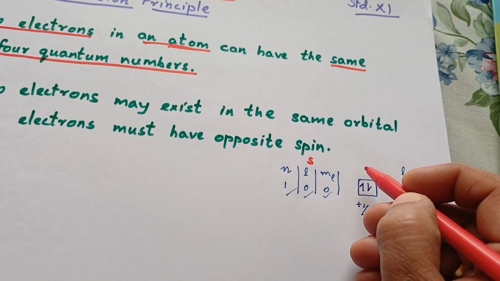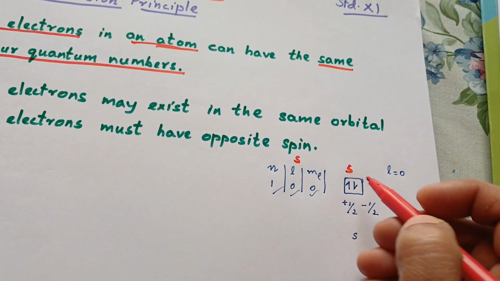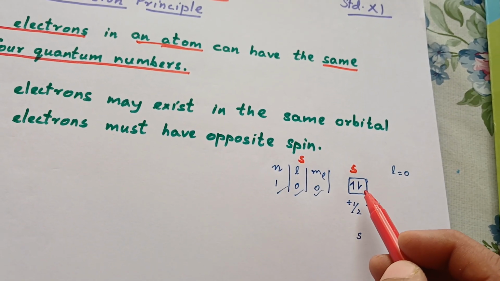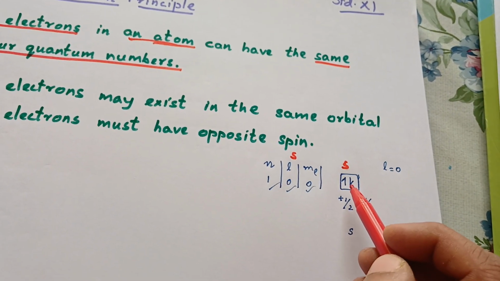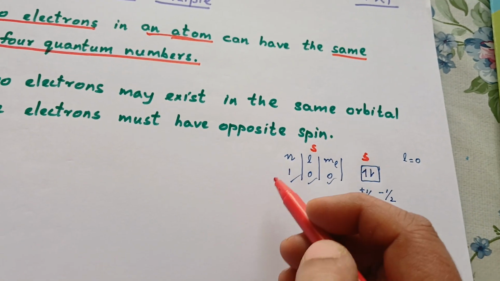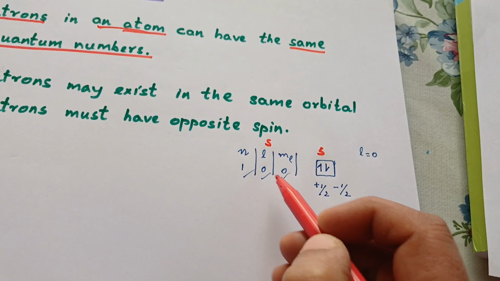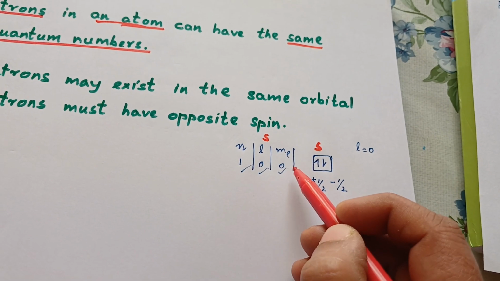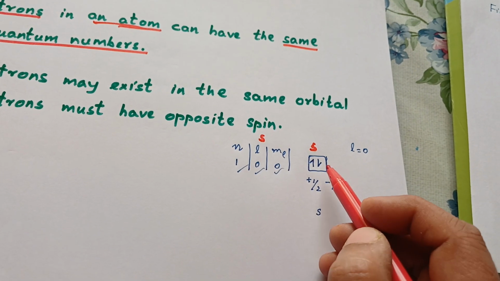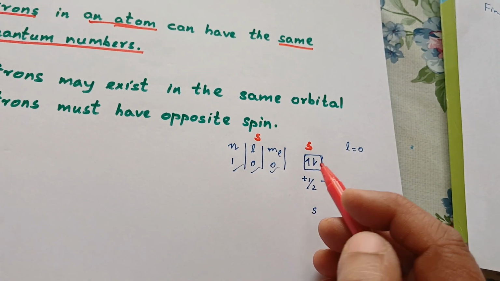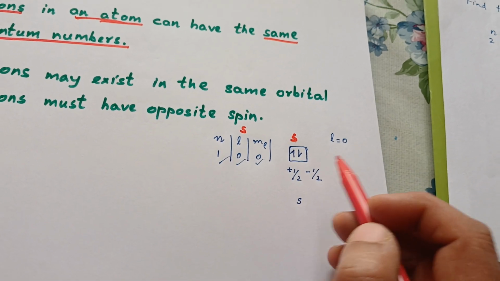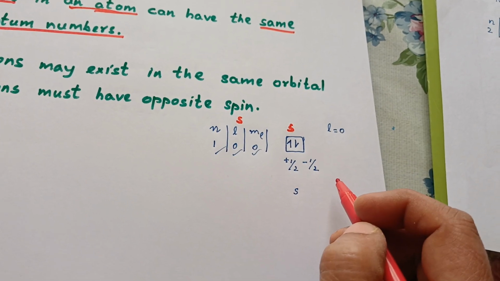So in the s orbital or s subshell, you know that there are only 2 electrons in that particular orbital, and both those electrons can have the same n, same l and same ml values, but their spin will be different. That spin will depend on whether the electron is rotating around its own axis in the clockwise direction or in the anti-clockwise direction.